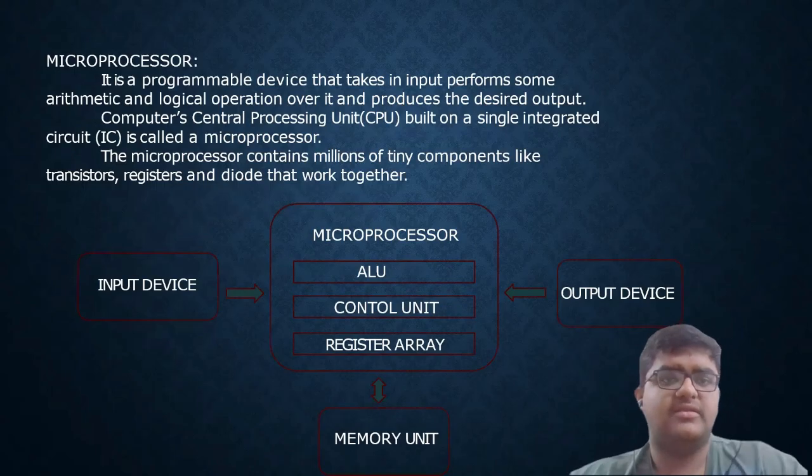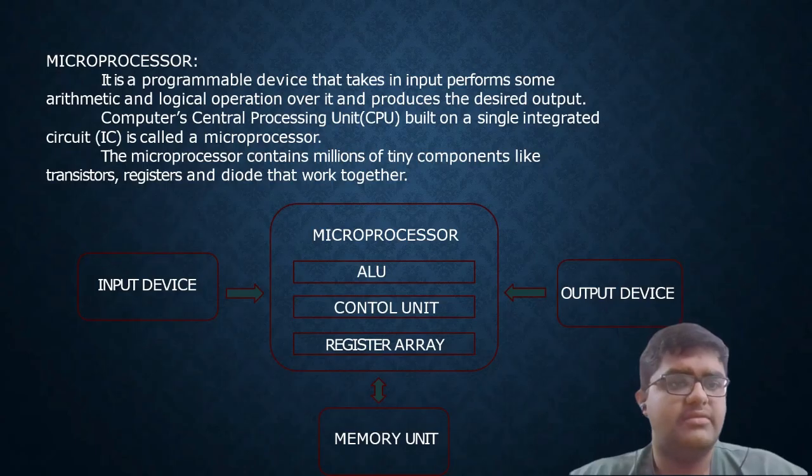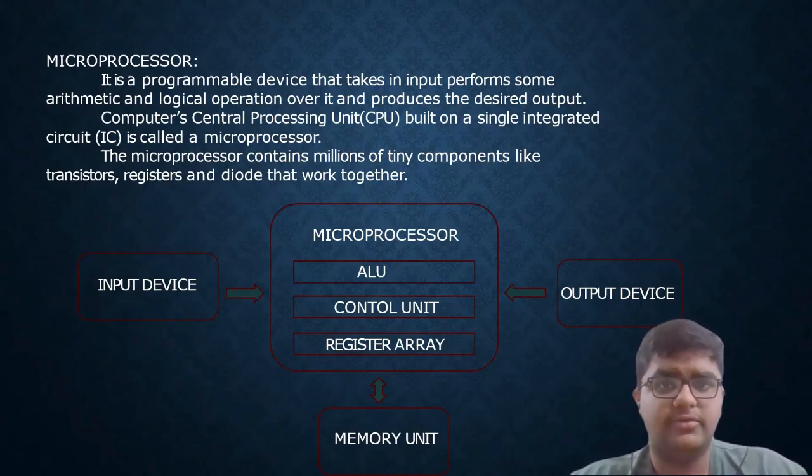So, what's a microprocessor? It's a programmable device that takes an input, performs some arithmetic and logical operation over it, and produces the desired output. A computer Central Processing Unit (CPU), built on a single integrated IC, is called a microprocessor. A microprocessor contains millions of tiny components like transistors, registers, and diodes that work together. A microprocessor does not have any extra components like memories or any other peripherals built into it, while microcontrollers do.